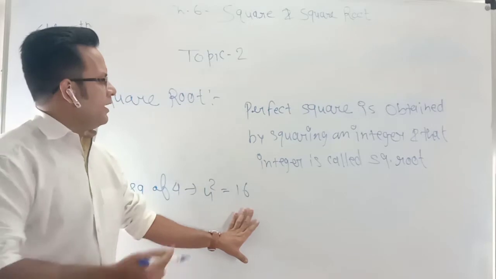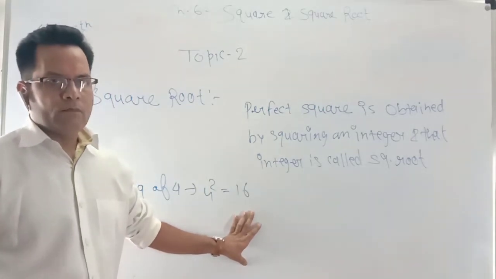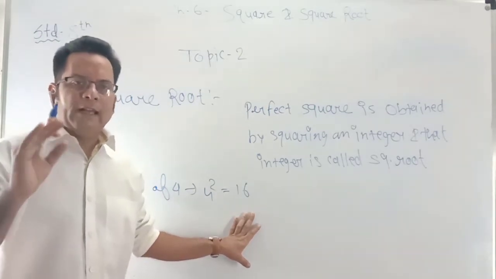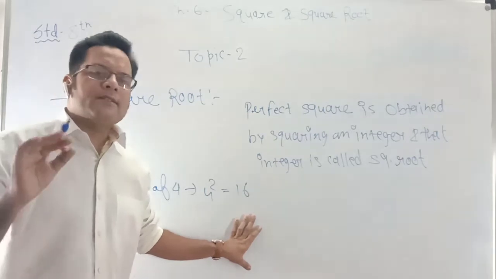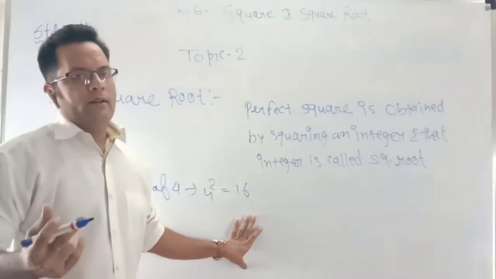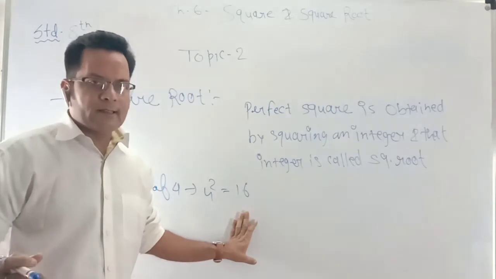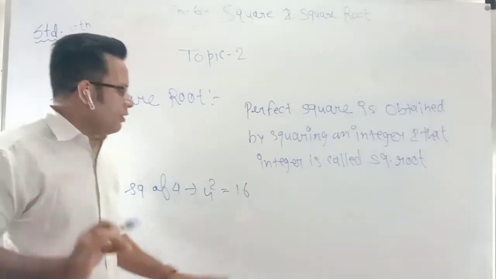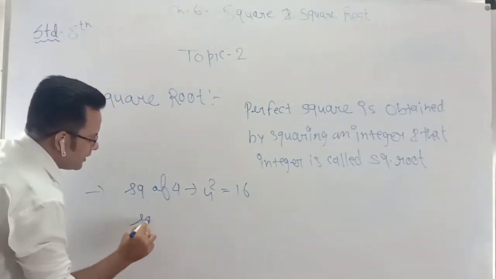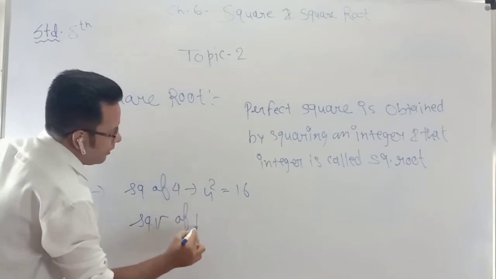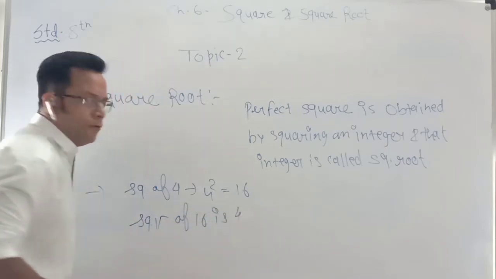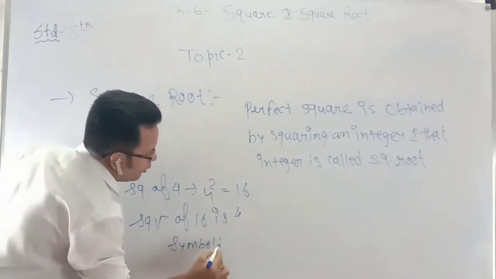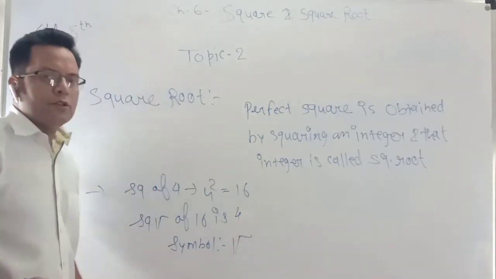Now how to know the square root of 16? You forget the square. How to know the square root of any number? In that, what you have to see is that the number is a square of which number. Suppose here 16 is written. So 16 is the square of 4. So the square root of 16 is 4, right? And this is the symbol of square root.